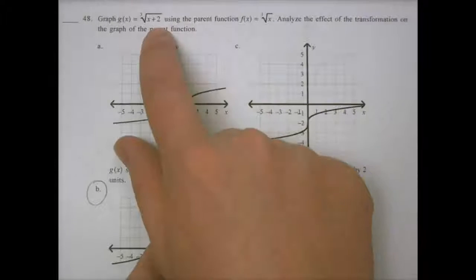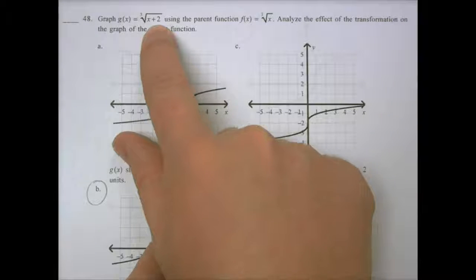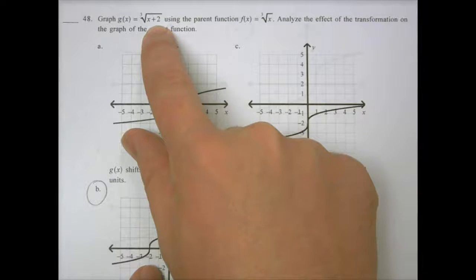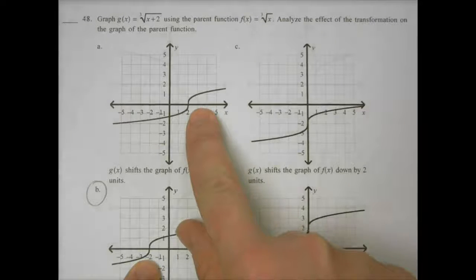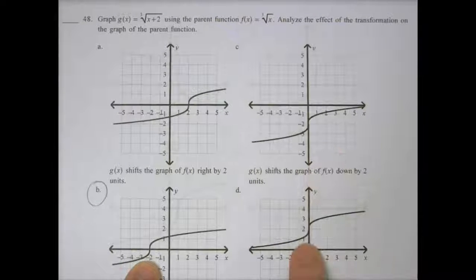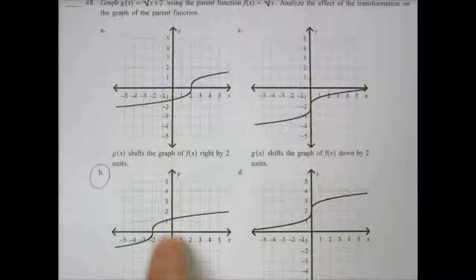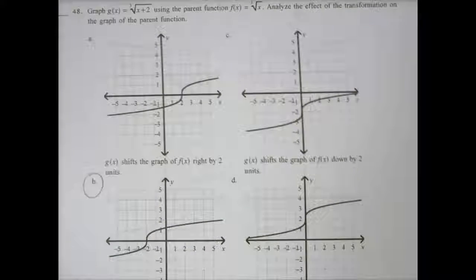So I have, that would be left 2. So I have a cubic left 2. This one is right 2, this one is down 2, this one is up 2. This is the only one that moves to the left 2. Moving on.